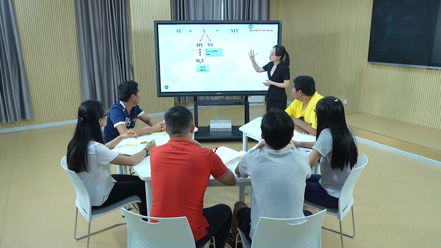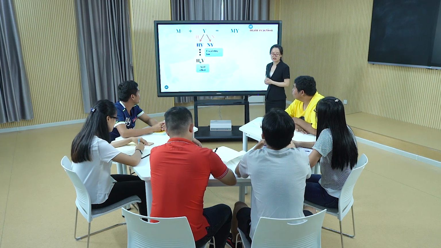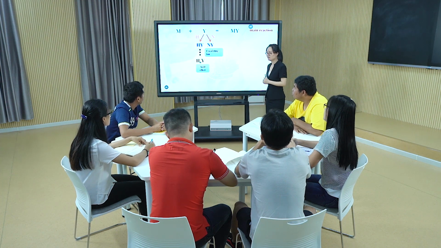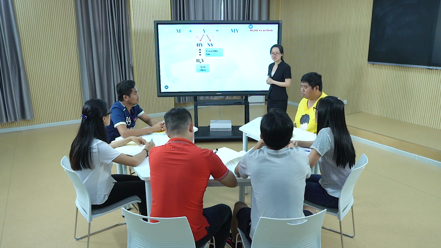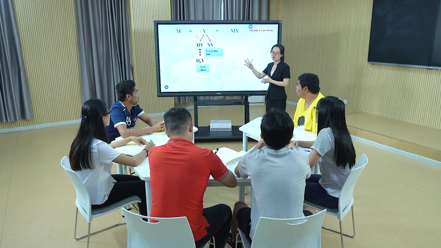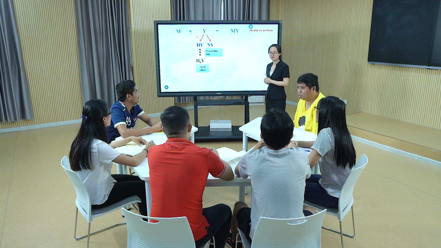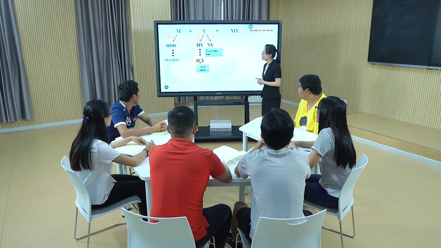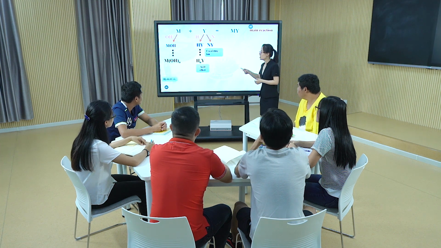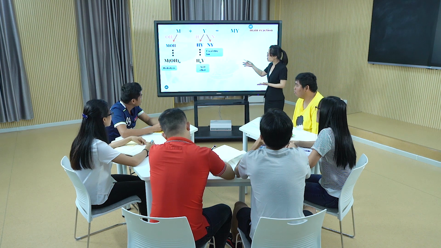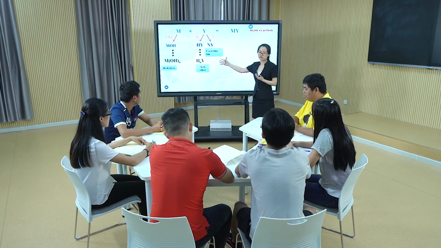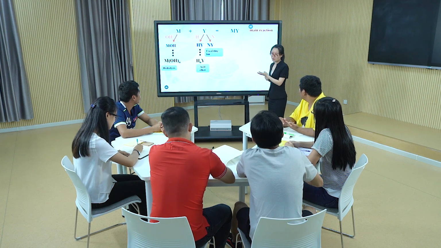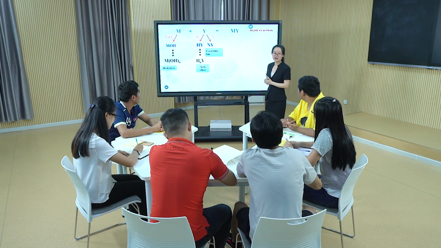Next, let's talk about M, the metal ion. What kind of side reactions relate to M? OH minus, which is called hydrolysis. Yes, it is called hydrolysis because the metal will react with OH to form hydroxide. This is one side reaction of the metal ion. What else?